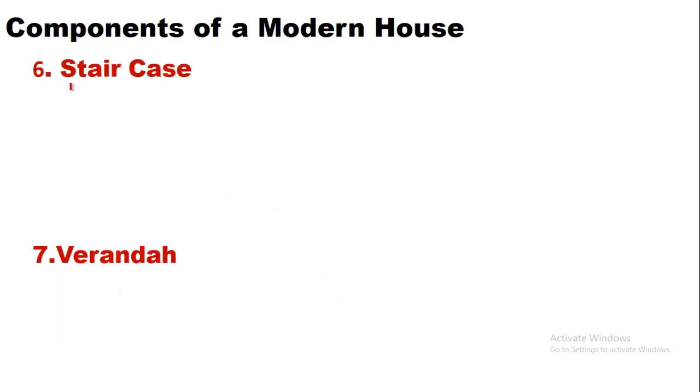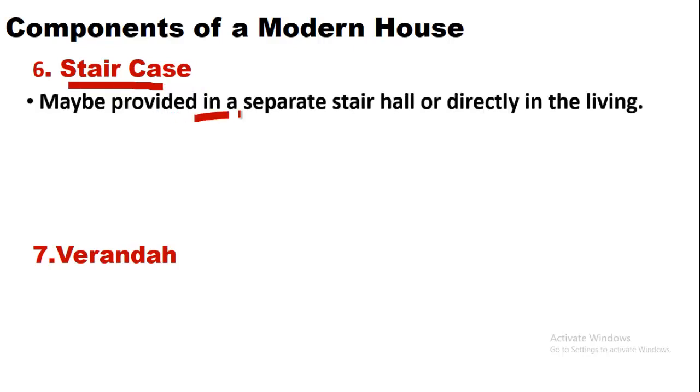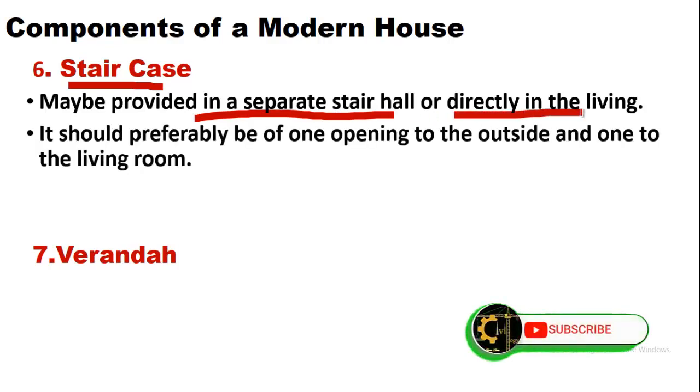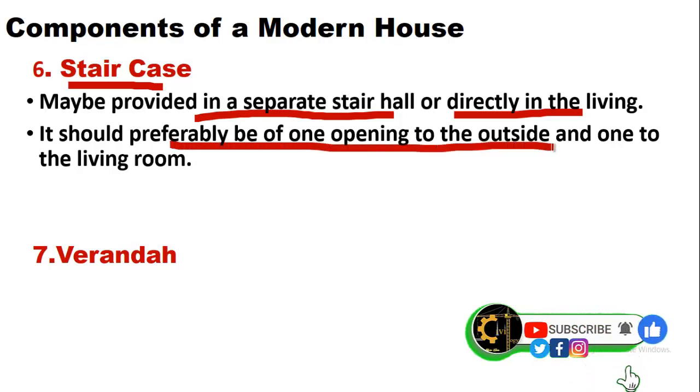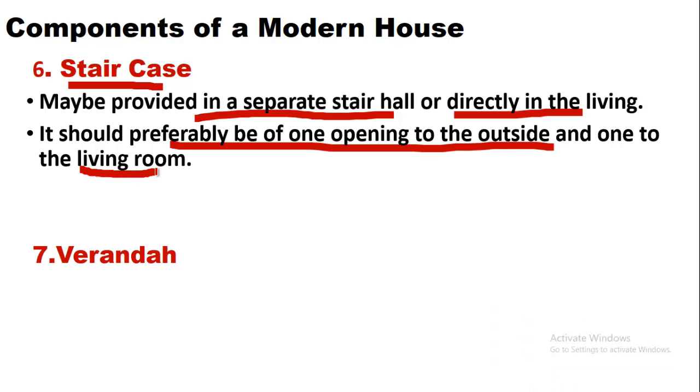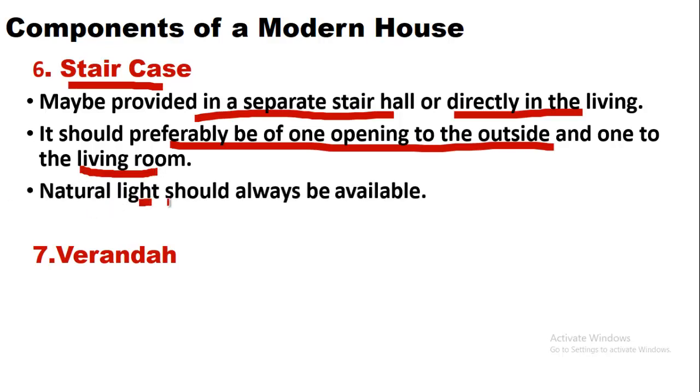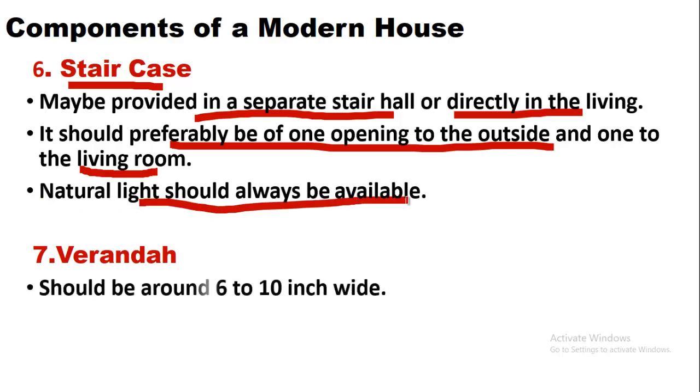The sixth component is staircase, and it is most important component of the modern house. May be provided in a separate stair hall or directly in the living. It should preferably be one of the opening to the outside and one to the living room. It means that the first floor should be approachable from both outside and from inside, that is from living room. And natural light should always be available.